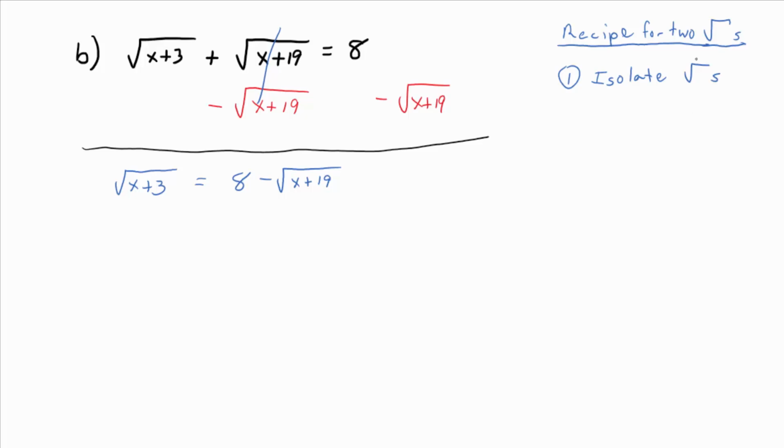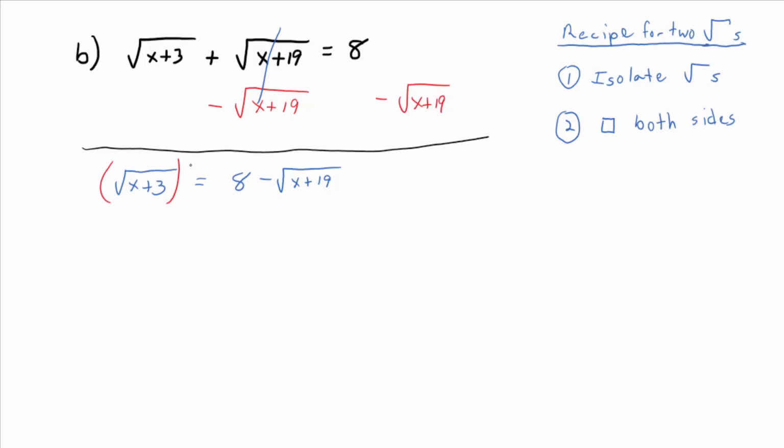What do you think step 2 is going to be? We got to work towards getting rid of the radicals. So step 2 is going to look the same as before. Square both sides. We're going to go ahead and square both sides.